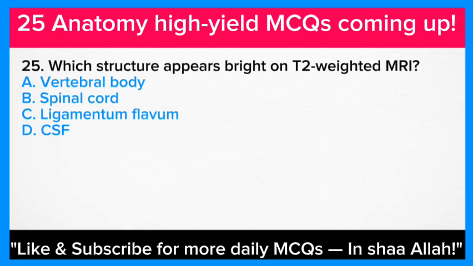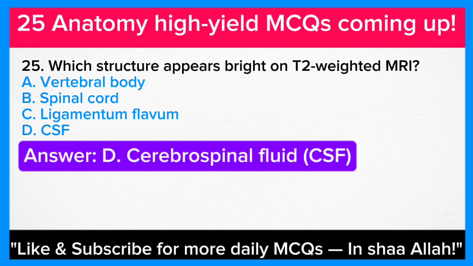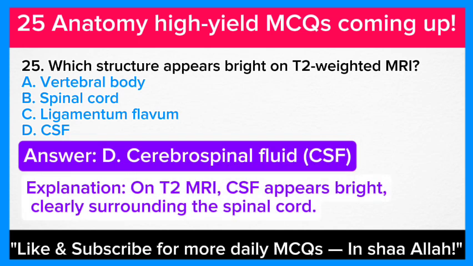25. Which structure appears bright on T2-weighted MRI? A. Vertebral body. B. Spinal cord. C. Ligamentum flavum. D. CSF. Answer: D. Cerebrospinal fluid, CSF. Explanation: on T2 MRI, CSF appears bright, clearly surrounding the spinal cord.